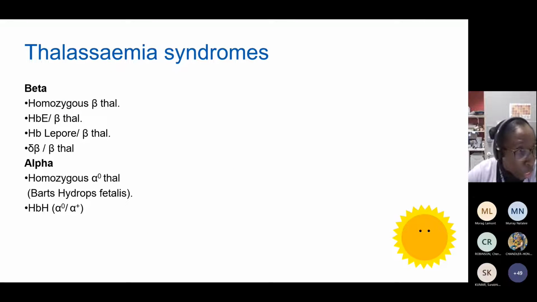So the thalassemia syndromes, you've got the beta thalassemia and you've got the alpha thalassemia. And these are just a list of the most common ones, but there might be one or two other phenotypes that are very rare and maybe quite insignificant. So you've got the homozygous beta thalassemia, and you've got the beta E, HbE and beta thalassemia, the HB Lepore and beta thalassemia, and sickle beta thalassemia, and that's on the beta chains. And on the alpha chains, you've got the homozygous alpha thalassemia, which is not conducive to life, you've got the Barts hydrops, and you've got the hemoglobin H.